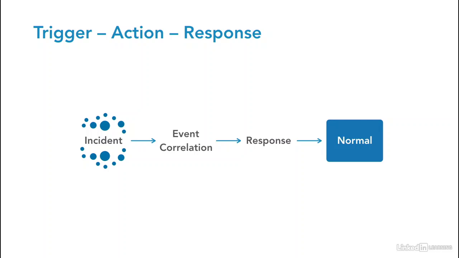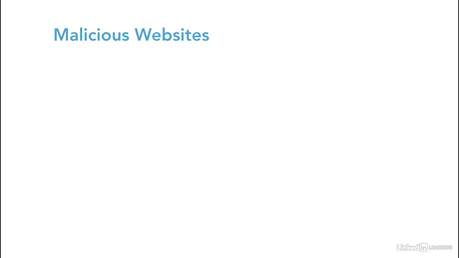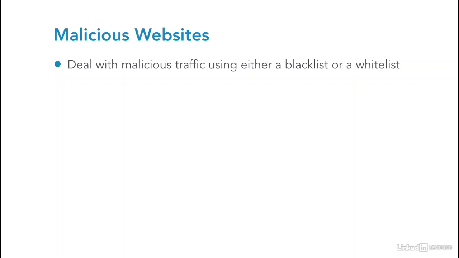Event correlation monitors activity throughout the network to detect patterns of events that might be malicious. In the case of an event, the incident response team brings the systems back to a normal state. During normal network activity, you may run into malicious websites. One way to deal with malicious traffic is using either a blacklist or a whitelist.